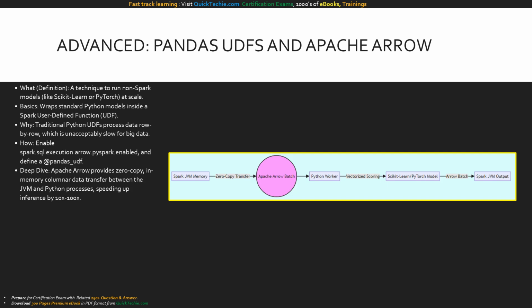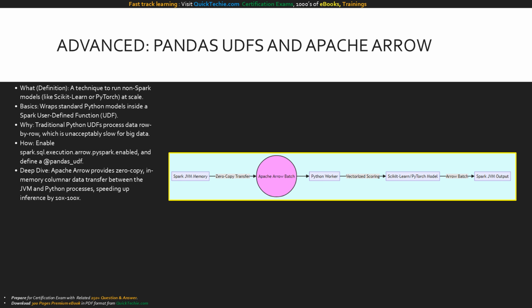Sometimes, the best model for the job isn't built in Spark MLlib, it's a scikit-learn, XGBoost, or PyTorch model. How do we run these at large scale? We use advanced pandas UDFs backed by Apache Arrow. The basics involve wrapping your standard Python model inside a Spark user-defined function, or UDF.